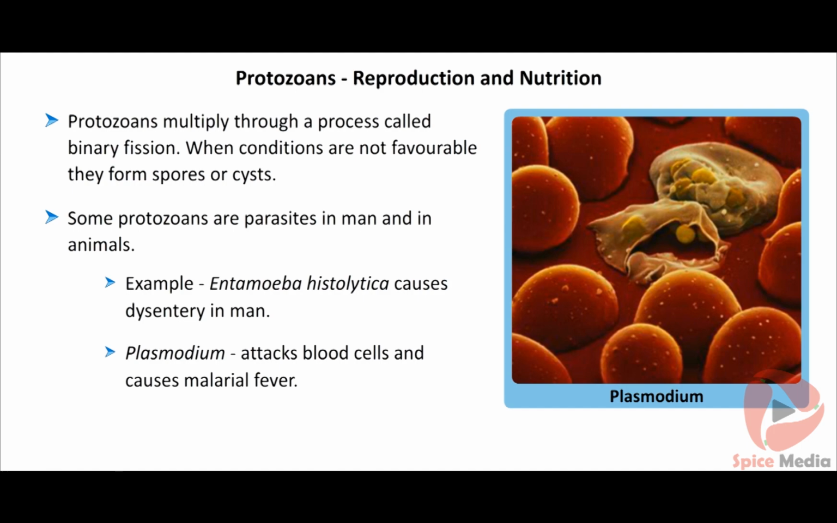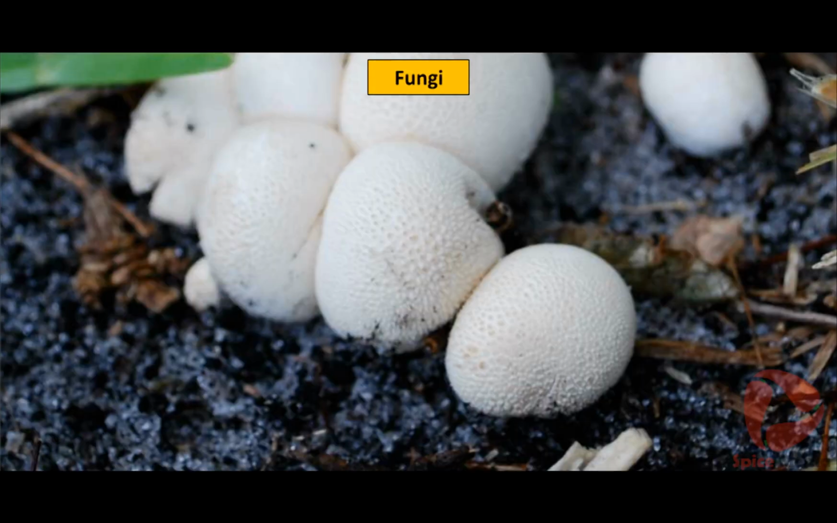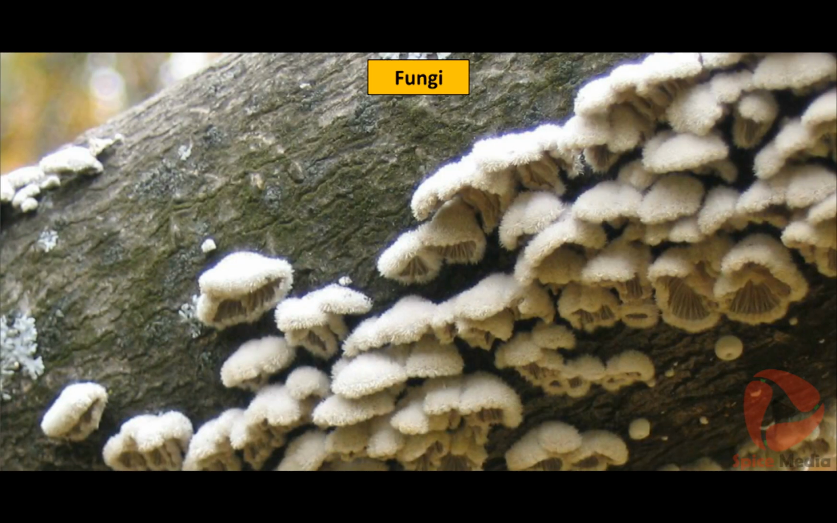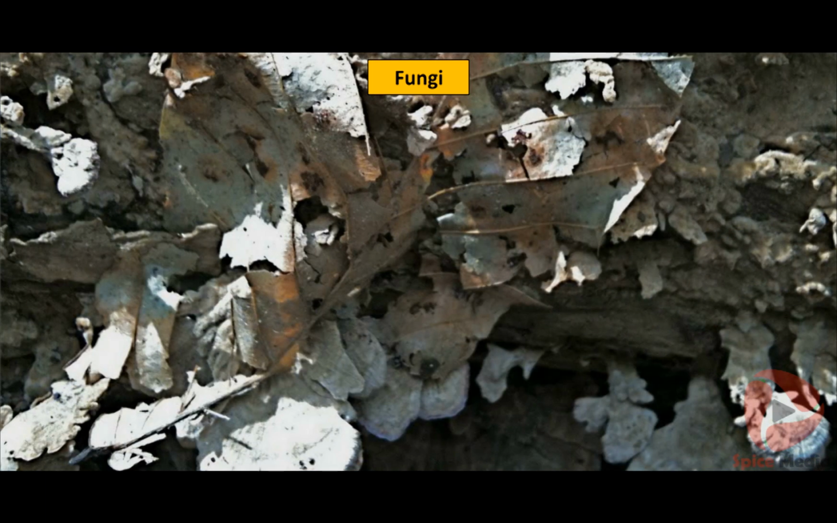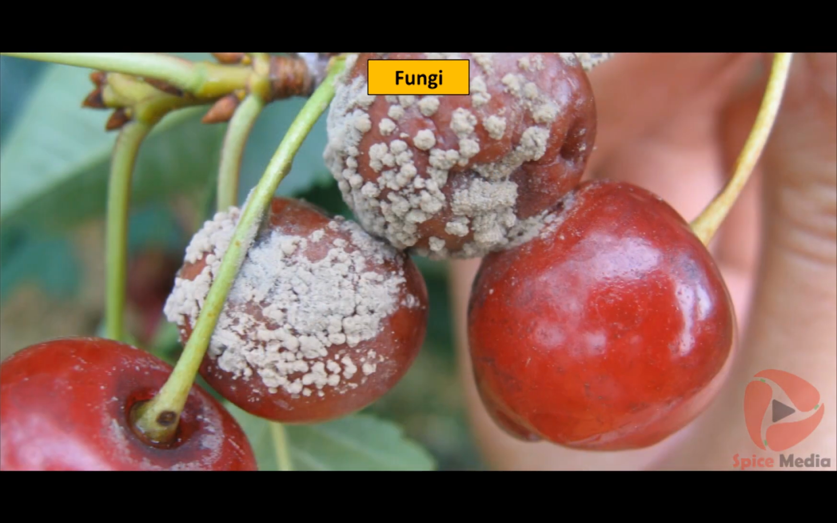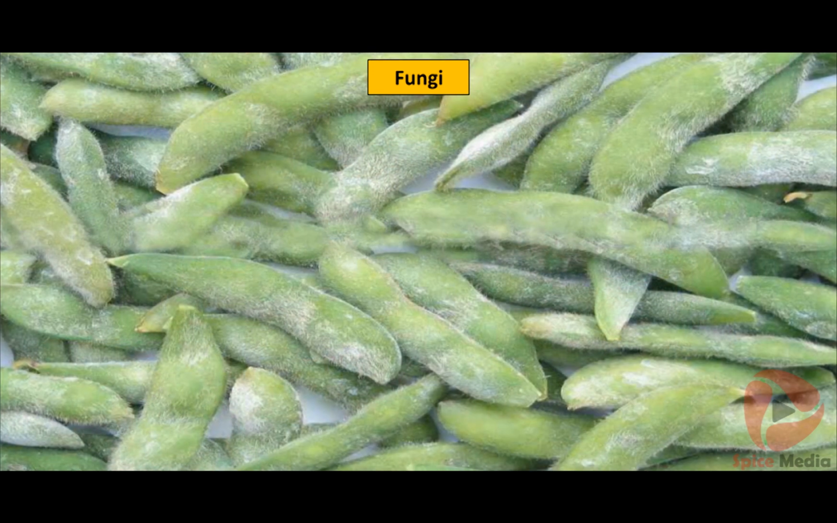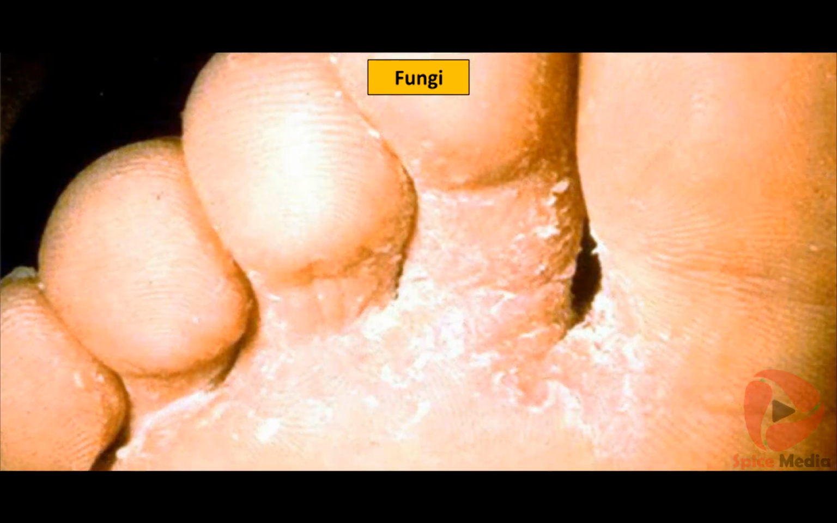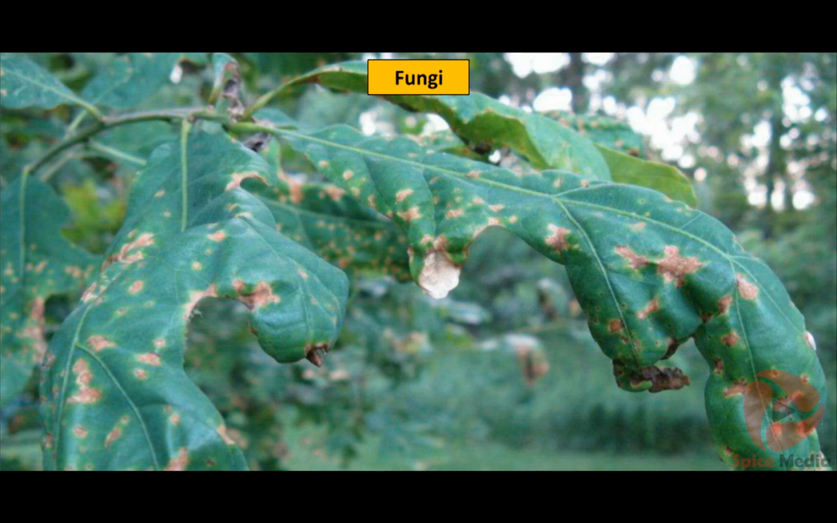malarial fever. Fungi belong to the plant kingdom. They are found in water and in moist places like soil, decaying bodies of plants and animals, food materials like bread, pickles, and rotting fruits and vegetables. They are also found as parasites in the bodies of living plants and animals, causing diseases.